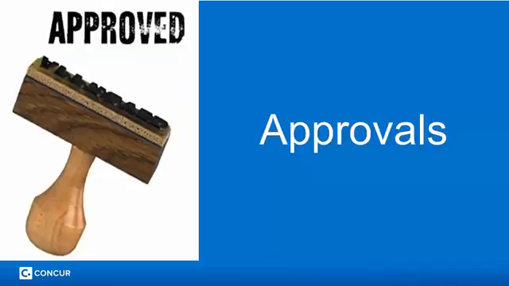So far, I've gone ahead and filed my expense. Right? I've got everything I needed to do, and I've gone ahead and sent it off for approval. So where does it go now?